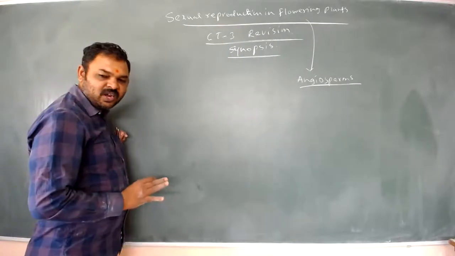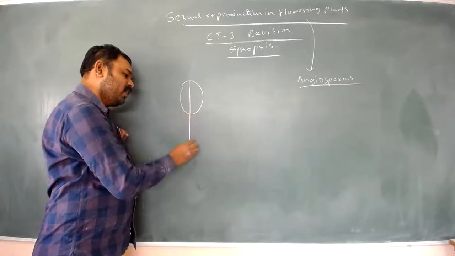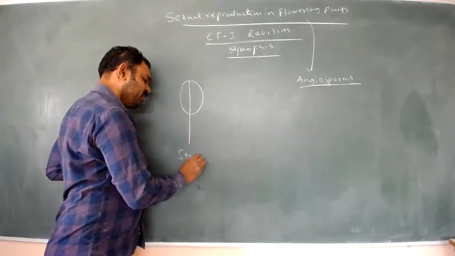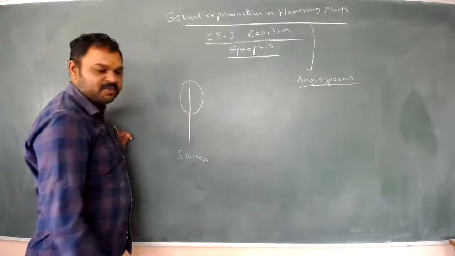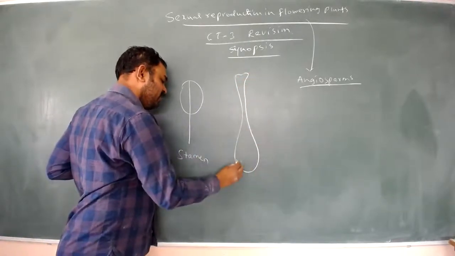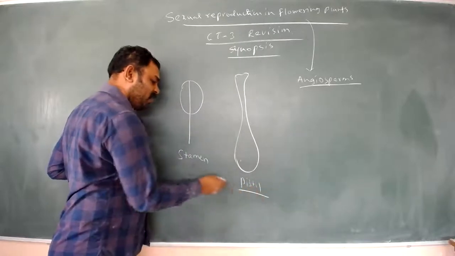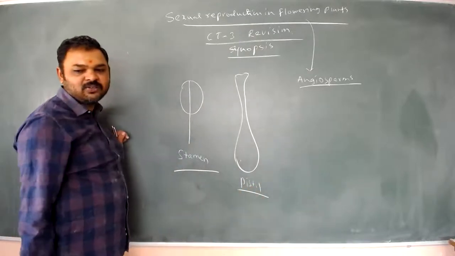So what are the sexual organs? The male sexual organ is the stamen. These are the stamens. What are the female sexual organs? Pistil. This is called the pistil. Pistil is the female sexual organ. Stamen is the male sexual organ.